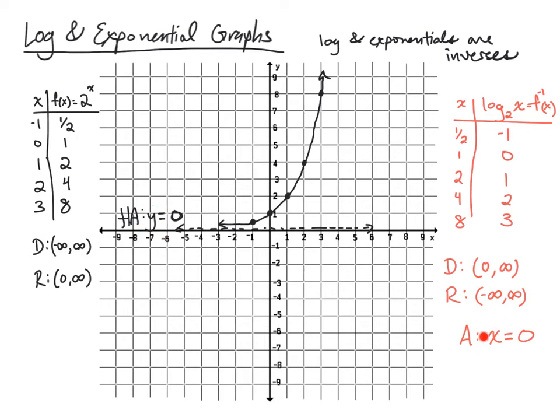Vertical asymptotes were x equals some number. So this changes from a horizontal asymptote to a vertical asymptote. All right, let's see what happens here. Let's graph all of these points and just talk about it a little bit more from here.